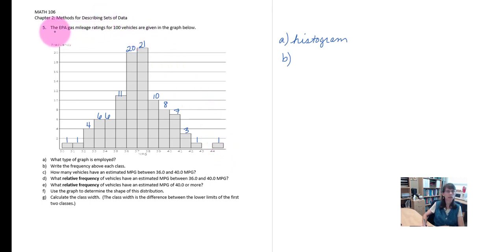Now if we go back to this description for problem 5, it says there are 100 vehicles given in the graph below. So if you add up all of the frequencies that we just labeled, you should have a total of 100. Now you won't always have 100, so it's good to either look at the description to see what's given or simply add up all of the frequencies based on the histogram. Alright, so part B, we have that done.